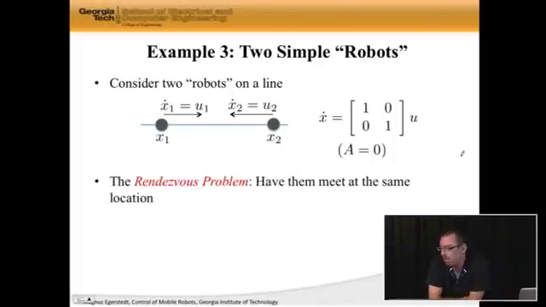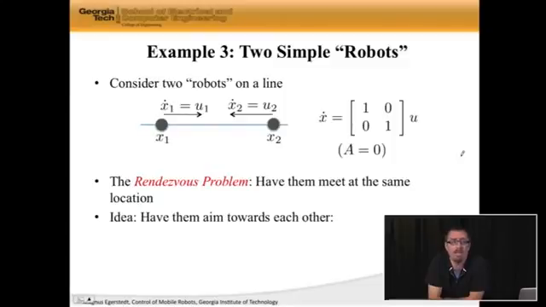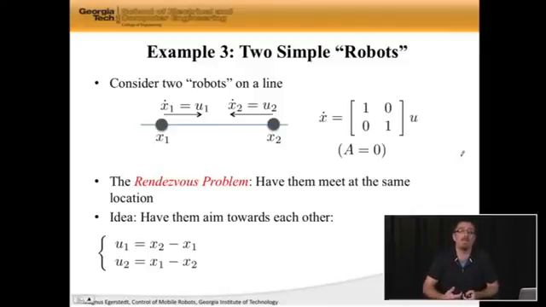Now, let's solve a problem here. Let's solve what's called the rendezvous problem. The rendezvous problem is the problem of having the robots meet. And you know what? Why don't we have them drive towards each other? So here's an idea, where we say that u1 is x2 minus x1, which is simply code for saying that x1 is going to move towards x2. And similarly, u2 is x1 minus x2, which means that robot 2 is aiming towards robot 1. What we've actually done now is design a closed-loop feedback law where we have written the control inputs in terms of the states, but since the outputs are the same as the states, we're actually writing them in terms of the outputs.